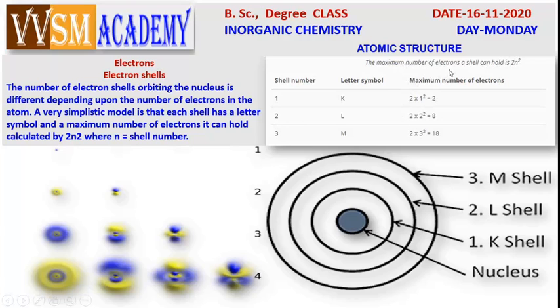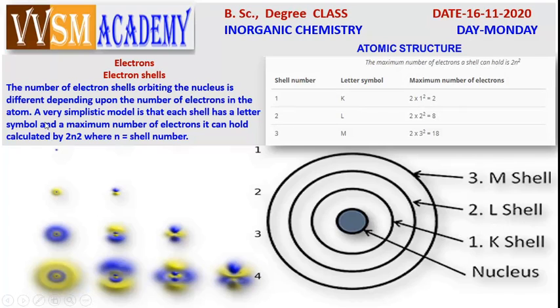The maximum number of electrons a shell can hold is 2n square. The shell number is 1, 2, 3, 4. These are the principal orbitals K, L, M, N, etc. This is the letter symbol: K, the principal orbital. And the maximum number of electrons is equal to 2n square. Apply the formula 2n square, where n indicates the number of the shell. If it is 1, you consider n equal to 1, then n equal to 2, n equal to 3, etc. Like this, depending upon the nature of the distribution of electrons in the atomic structures.